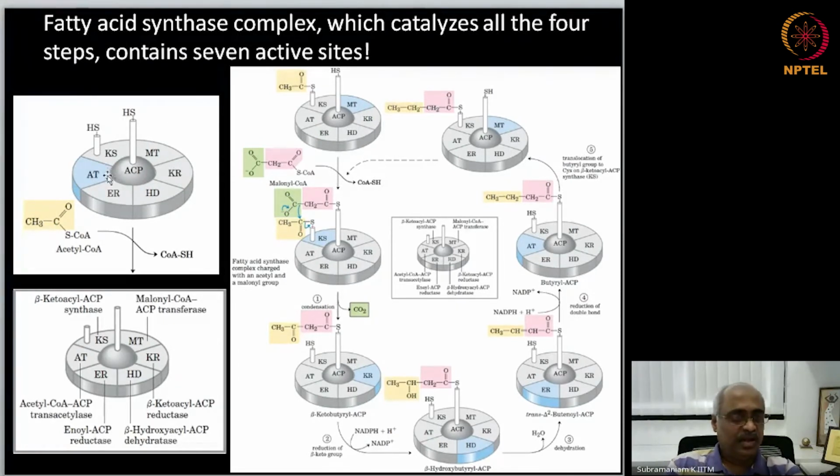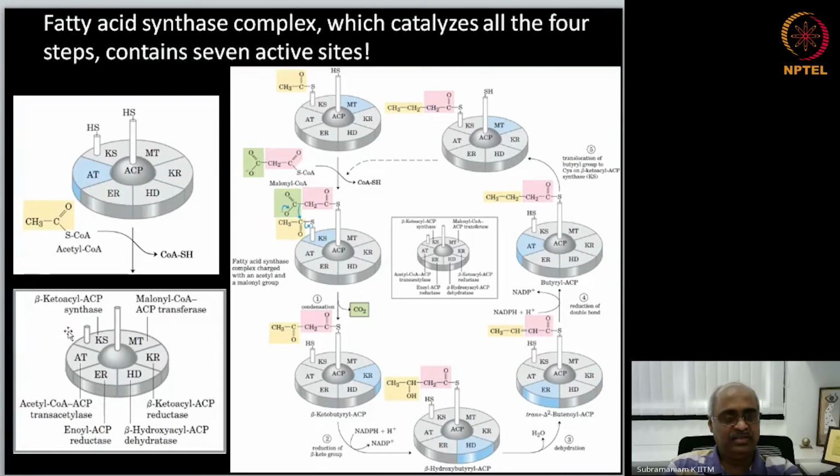And you have other activities, and they are all labeled in this diagram. So you have an acetyl-CoA ACP transacetylase. That is the one that is going to charge one of the thiol groups with the acetyl-CoA, and then the other one here, Malonyl-CoA acyl carrier protein transferase, that charges the other thiol group, that is the ACP thiol group, this one, with Malonyl-CoA.